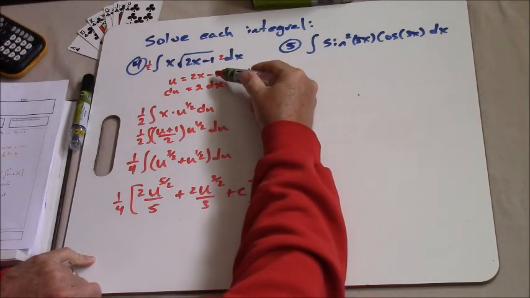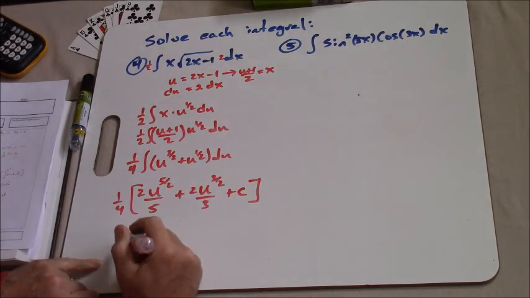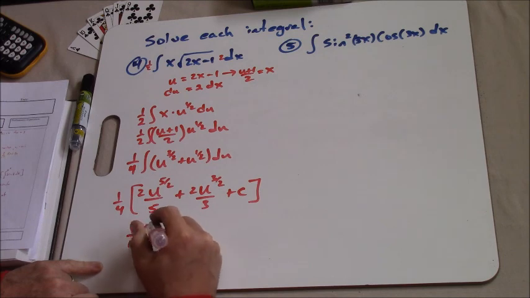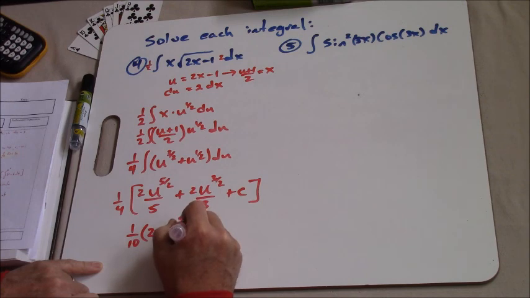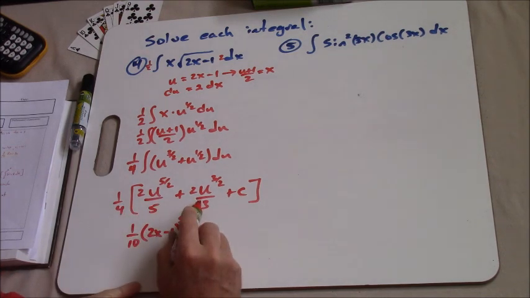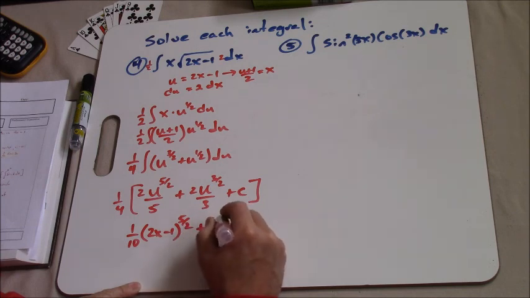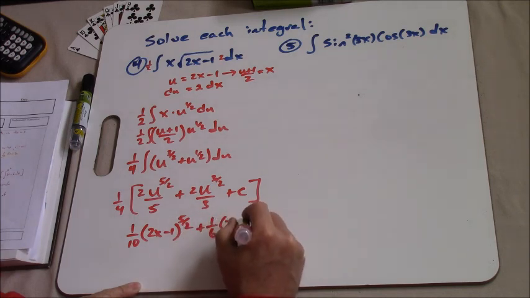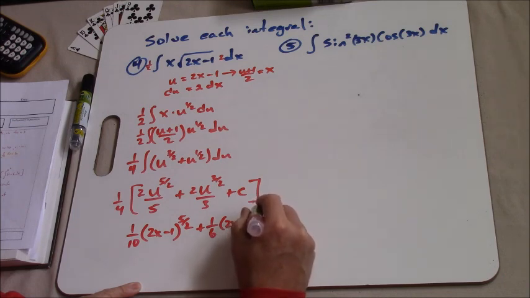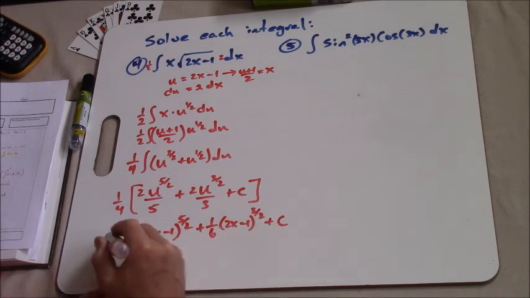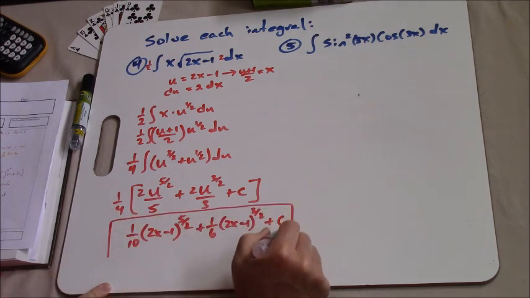Alright, so my last step is just to get this back in terms of x. So I'm going to put a 2x minus 1 in place of u. When I multiply here, I'll get 2/20, which will reduce down to 1/10 times 2x minus 1 raised to the 5/2. When I distribute that 1/4 here, I would get 2 over 12, which reduces down to 1/6, times 2x minus 1 to the 3/2. Distribute the 1/4 here, I still get some constant that I don't know. There's my answer.